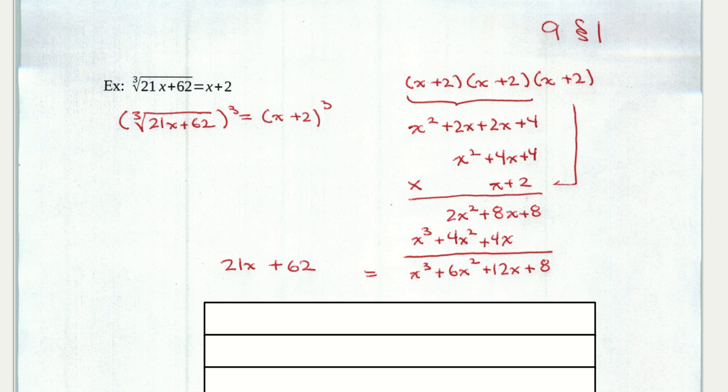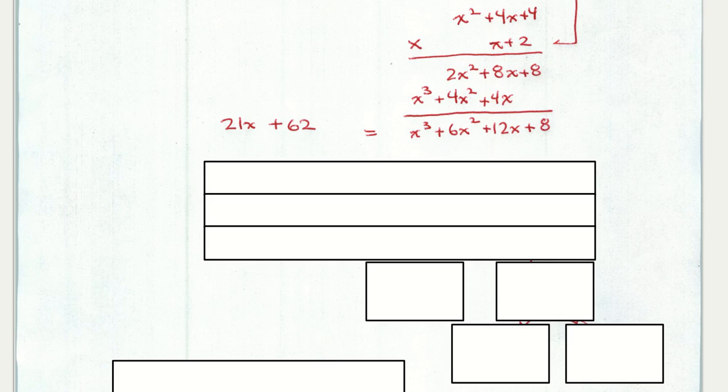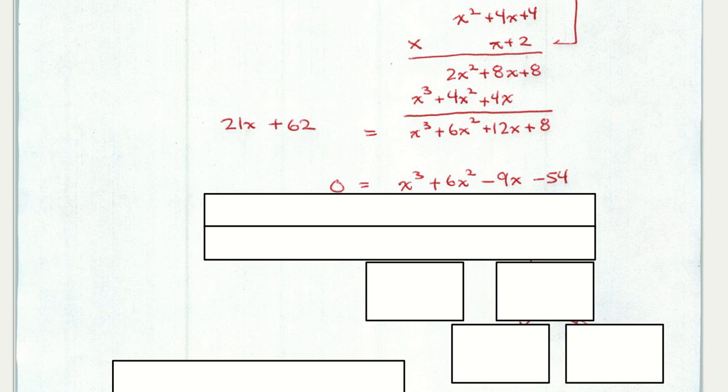We're going to factor this by grouping. We're going to use the zero factor property. So the next thing that we're going to do is try to get a 0. That means subtracting the 21x and subtracting the 62. So there's our 0. Now this has got 4 terms, so cubic or not, we're going to try to factor it by grouping.